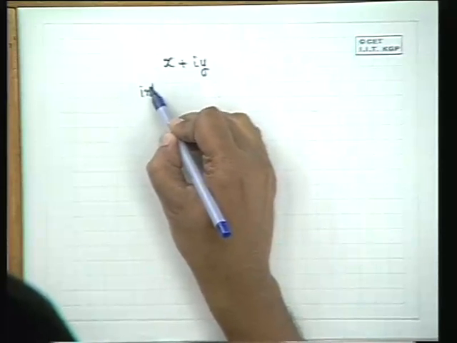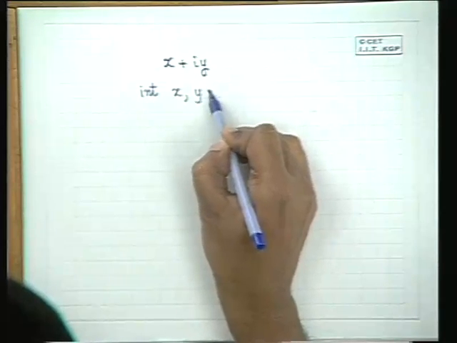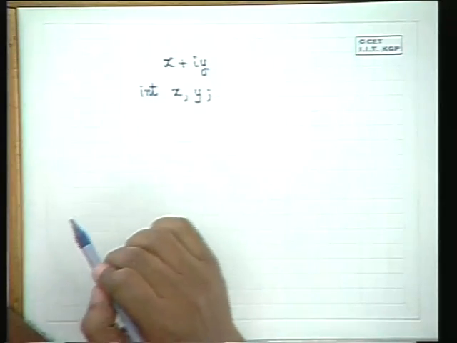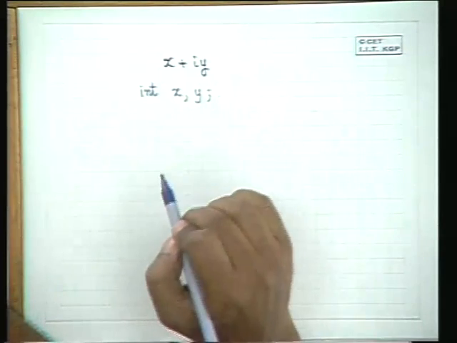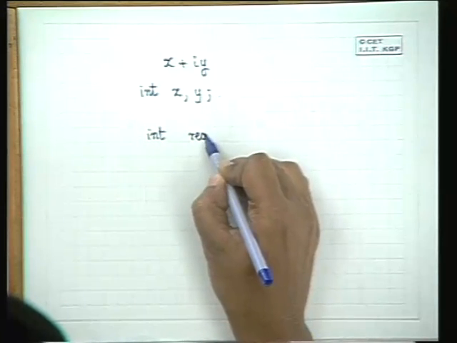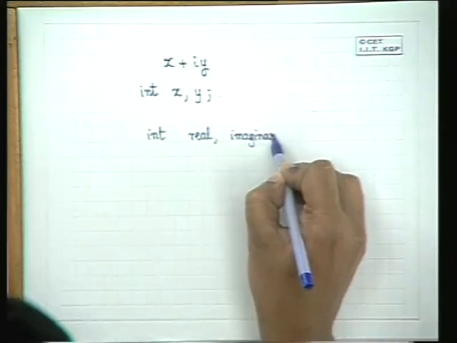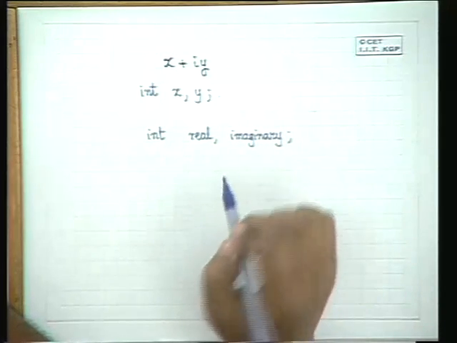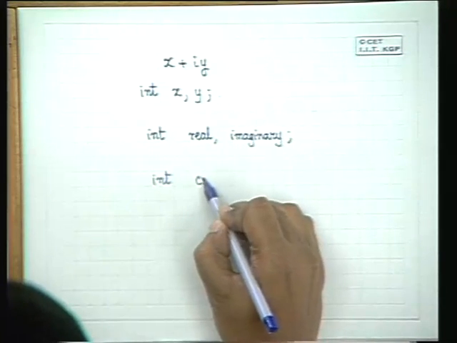So, in whatever we have learnt of C till now, we would have had to define int x and y, and we would have had to remember which of the values is the real part and which is the imaginary part. This is one way of doing it, or to make the names much better, we would write real and then imaginary.